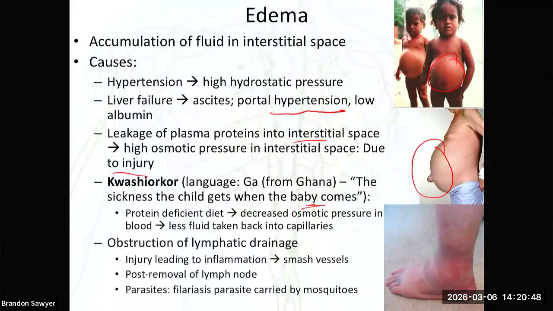And then also we could have problems with our lymphatic drainage. This could be injuries that mess with our lymph vessels or lymph nodes. It could be after we've removed a lymph node for diagnostic purposes. There obviously could be some swelling around there. Also, certain parasites tend to like to go into our lymphatic vessels and destroy them a bit, and that can lead to swelling as well. So yeah, just all different causes of edema.